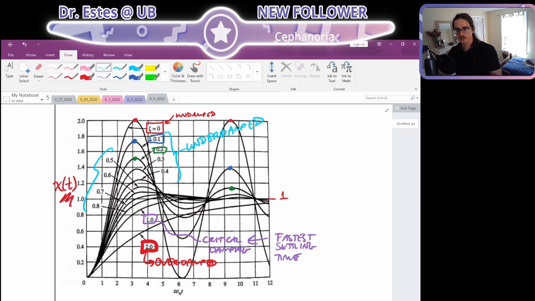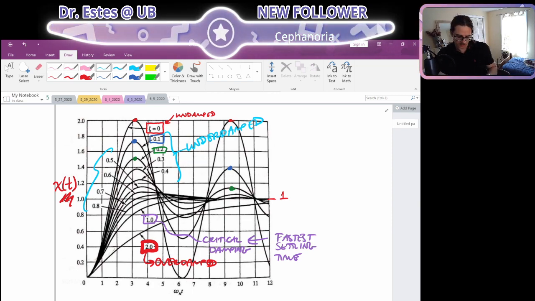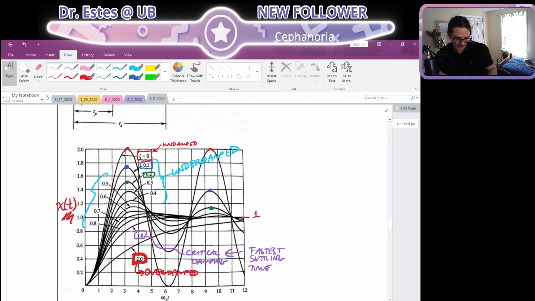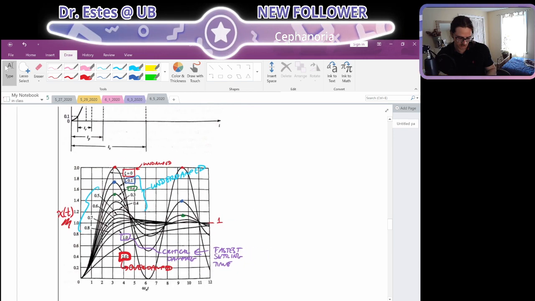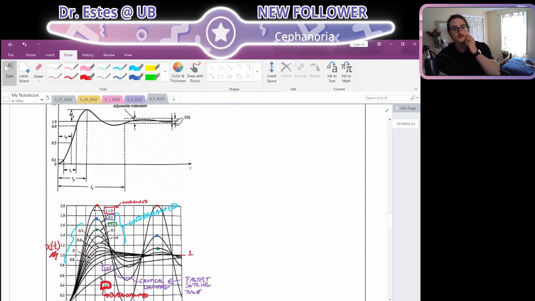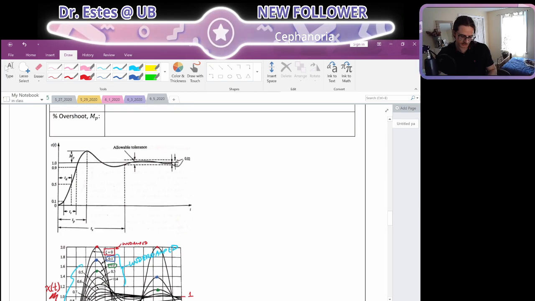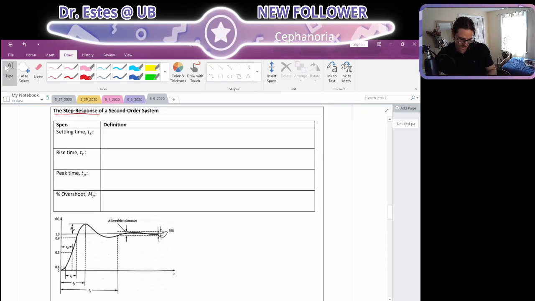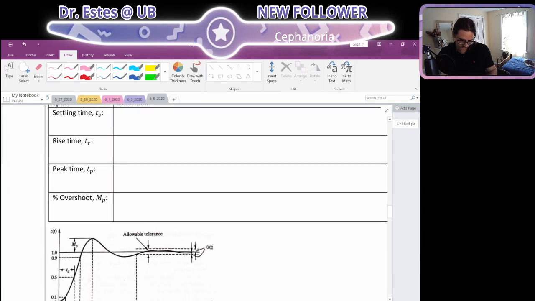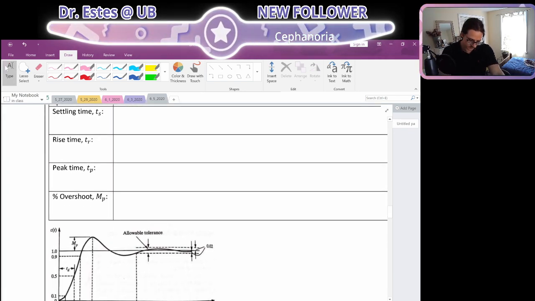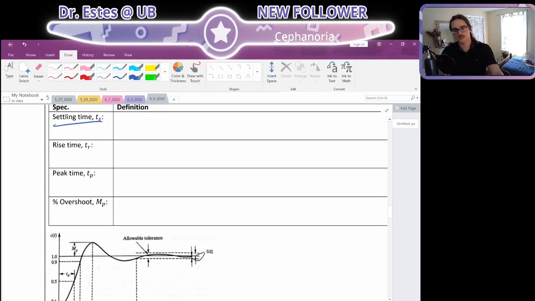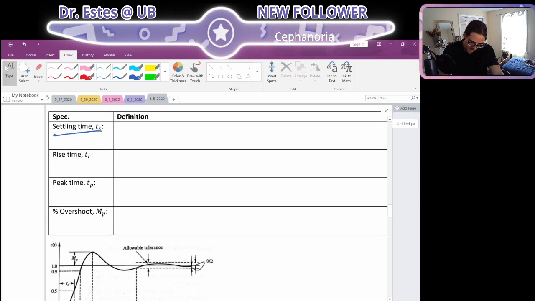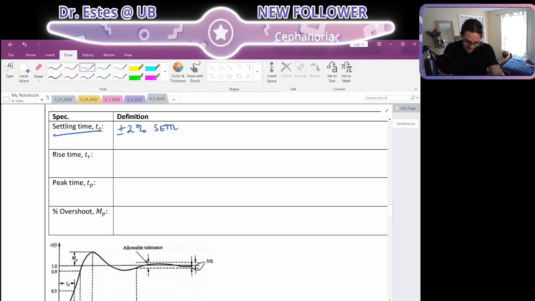Okay, the last thing we're going to do today, then we're done. We have a little bit of vocabulary that helps us to compare these responses a little bit more. So I made a little table. Settling time. We already know. The definition we're using is the plus or minus 2% settling time.